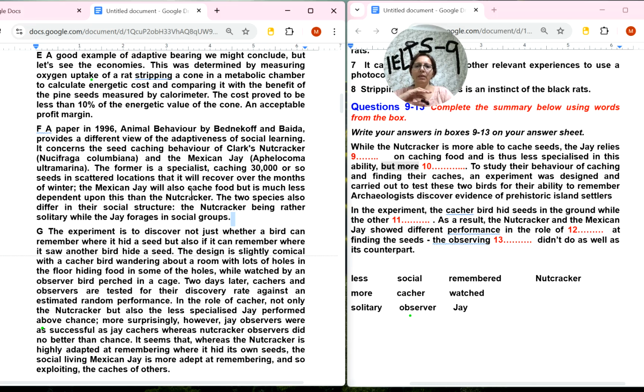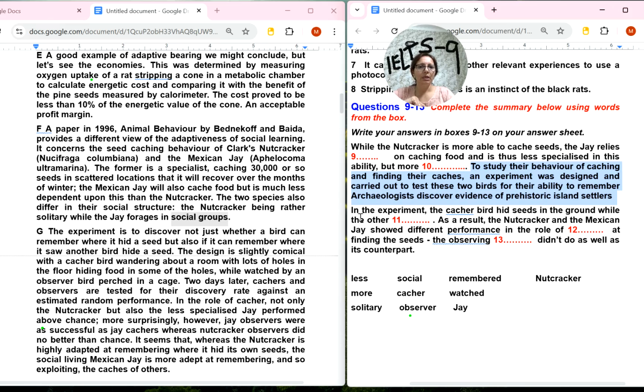So here they are saying Jay will also catch food but is less dependent, relies less on catching food, and is thus less specialized in this ability. But more, what is more? He is talking about what is more in this Jay. The two species also differ in their social structure. The nutcracker being rather solitary means single, while Jay forages in social groups. So he is more social. We can just write here, more social. Jay is more social. So from here to here I have read.